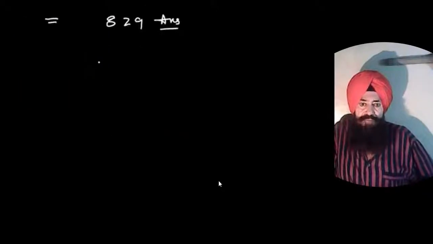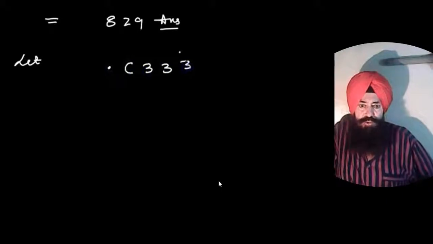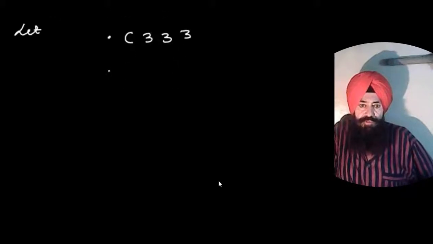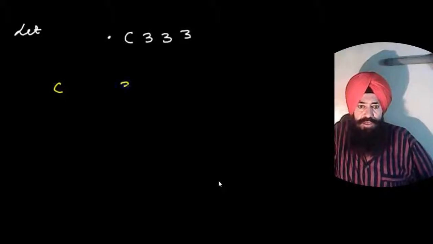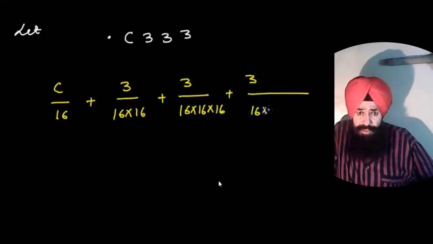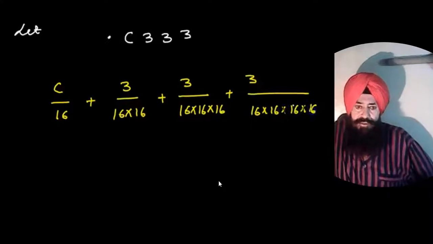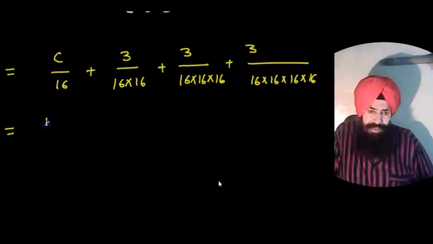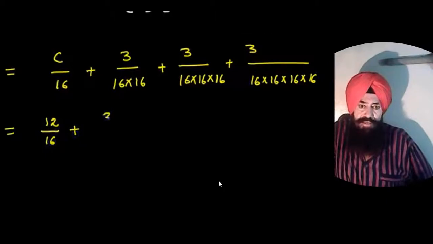Now coming to the fractional part of the hexa system. The fractional part is 0.C333 and so on. Okay. Now what we do now, we write separately C333 like that, and multiply by 16 raised to power minus 1, 16 raised to power minus 2, 16 raised to power minus 3, 16 raised to power minus 4. That is, power minus 1 means 1 over 16 like that. Now just simplifying it.